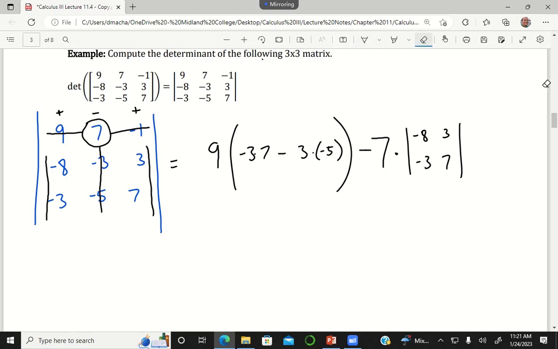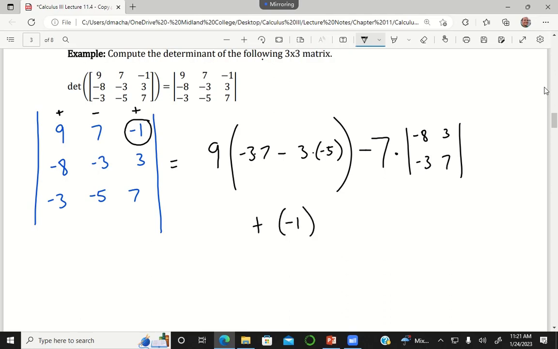Okay, after we're done with this, lastly, we're going to look at this -1 over here, and we're going to add that negative 1, cover up these numbers that are in the same row and the same column as the negative 1, and then we're going to take the determinant of this matrix that's left right here. So this 2 by 2 matrix is like negative 8, negative 3, negative 3, negative 5. Take that determinant.